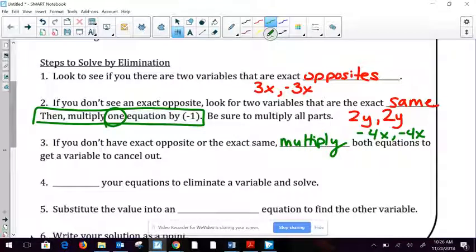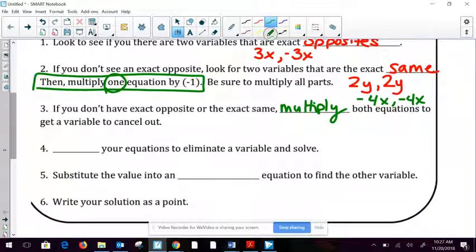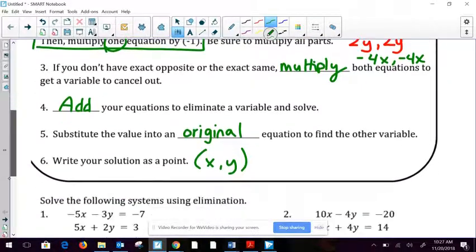After we get done taking care of steps 1 and 2, what we need to do is add our equations. And when we do that, we eliminate a variable. Finally, we're going to substitute the variable into an original equation. So that way you can find the value of your other variable, and then we write it as a point x comma y. So I realize those are a lot of steps, and sometimes it's hard to understand the steps when we're just discussing them. So let's get started by looking at an example.